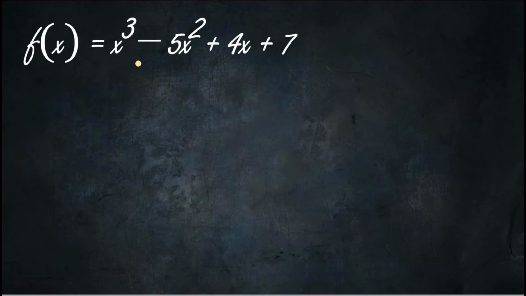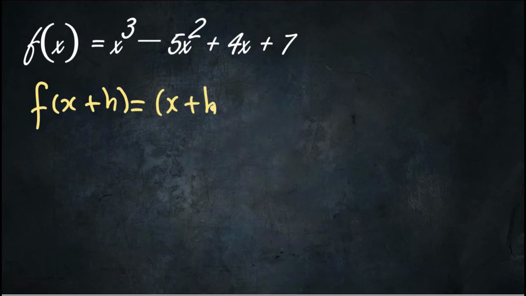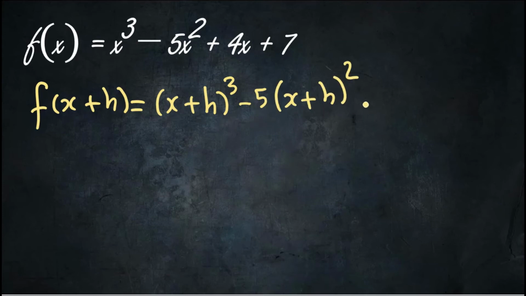f of x is x cubed minus 5x squared plus 4x plus 7. As usual, we begin with f of x plus h, which is (x plus h) cubed minus 5 times (x plus h) squared plus 4 times (x plus h) plus 7.